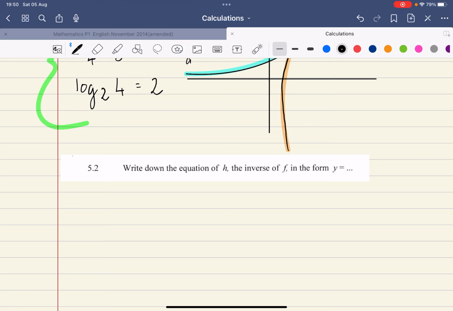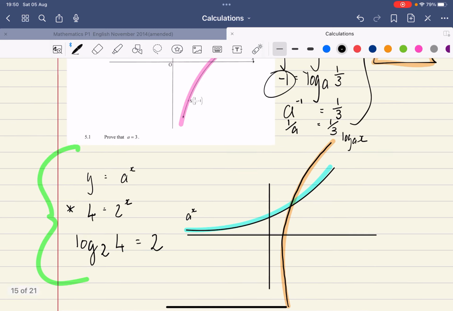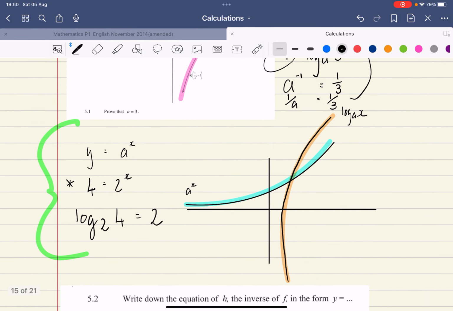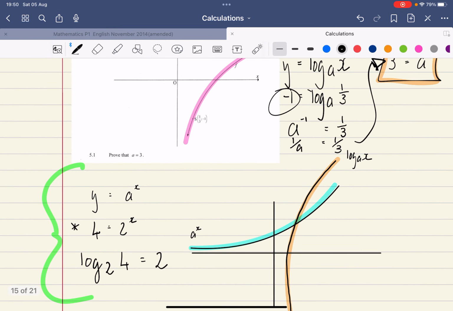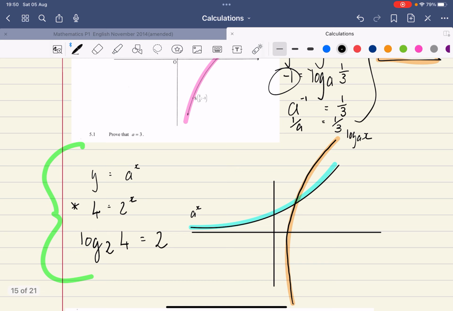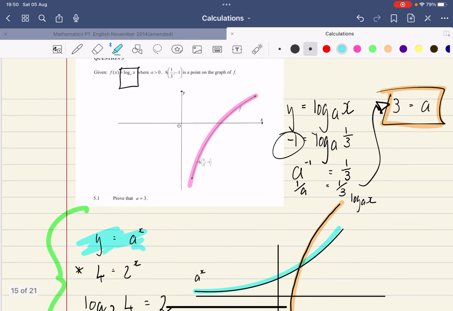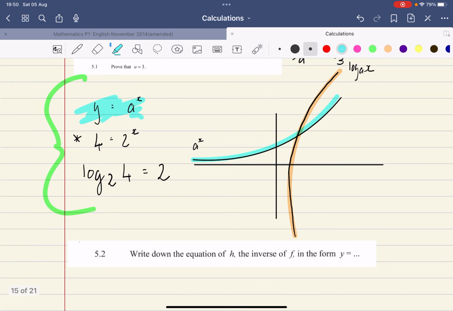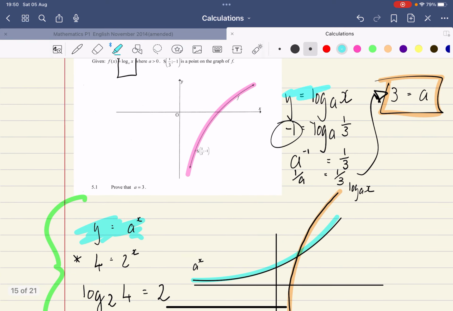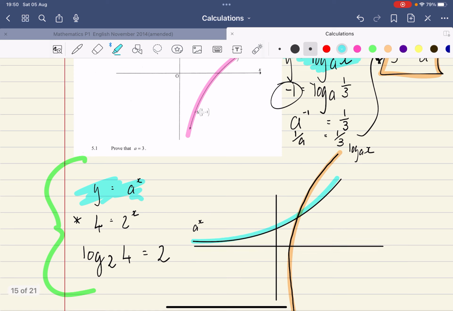5.2. Write down the equation of h, the inverse of f, in the form y equals. Now, this is a great question because prior to this is exactly what I was discussing. I was discussing how the exponential graph was the inverse of the log graph, and how the log graph was the inverse of the exponential graph.